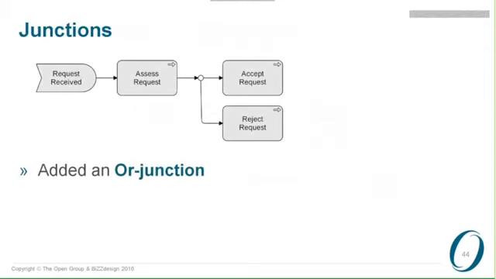Then we have added another kind of junction, the OR junction. We had the regular junction, the black dot. Now we have an OR junction as well to denote a fork in the path of a process. So here we have, in this example, that you can either accept or reject a request. This provides you with a little more flexibility in modeling business processes.